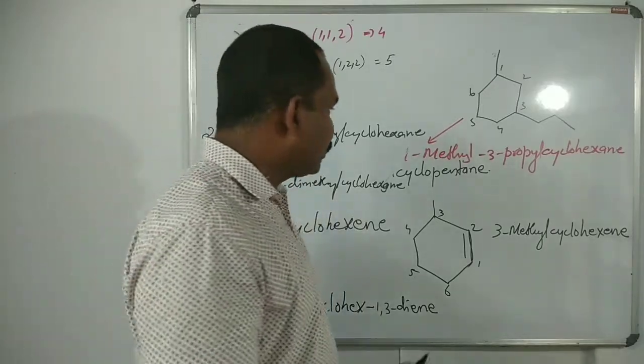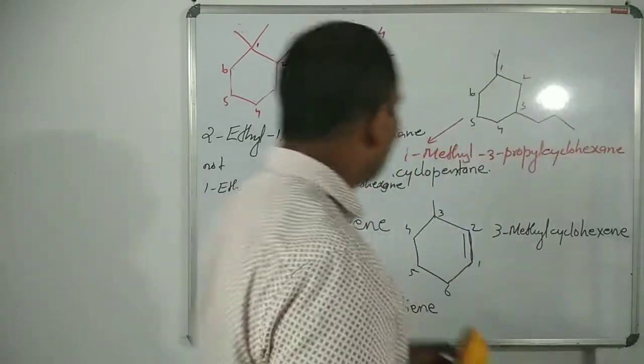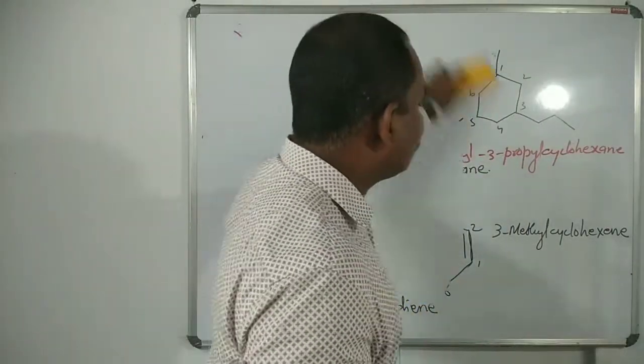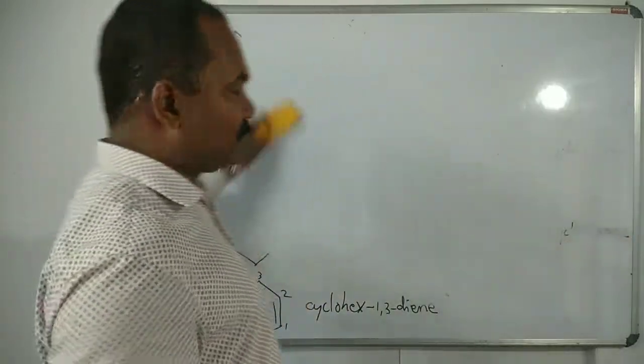Then when a triple bond comes, what do we have to do? When a triple bond comes in, the suffix yne is used.